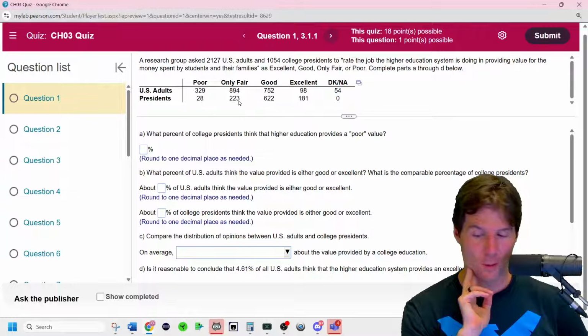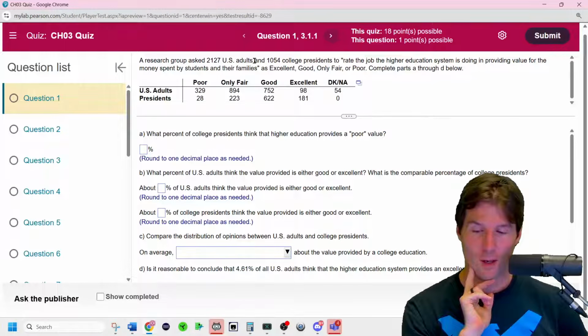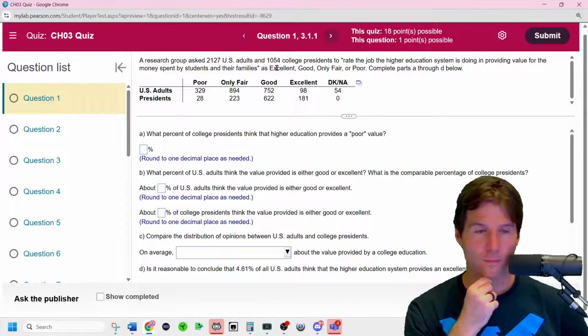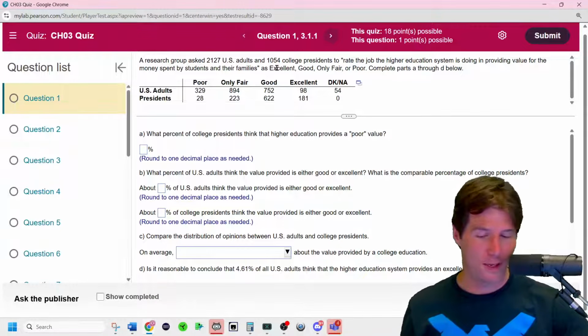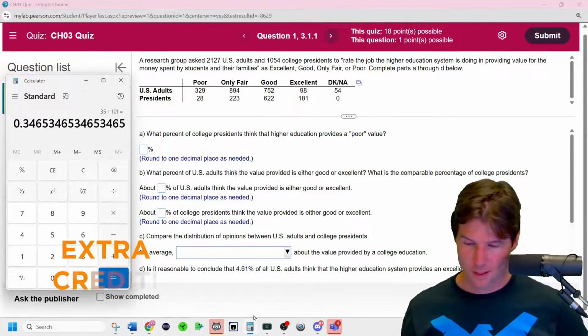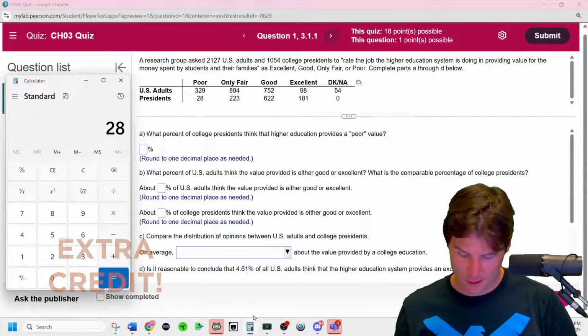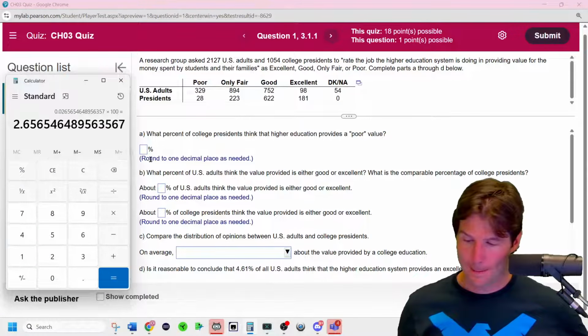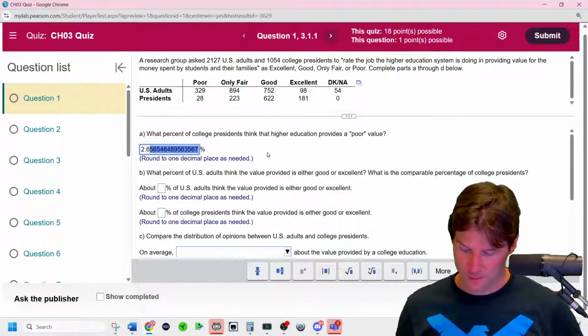If you add up across here, you'd find 1054. So what's going to be the math? Of the college presidents, what percent think it's a poor value? Tell me the math right there. Nice job, Peyton. So that's going to be 28 out of the 1054, and we're going to times by 100. There we go.